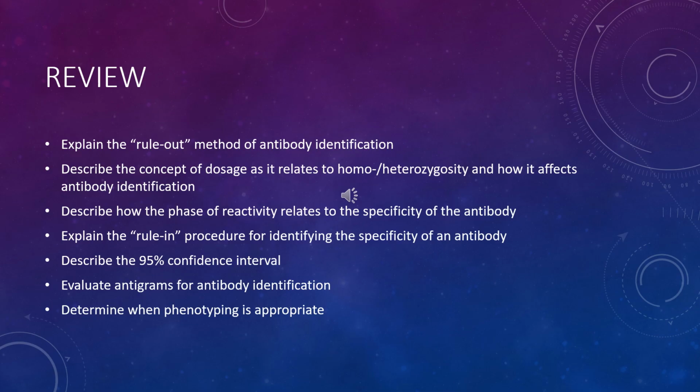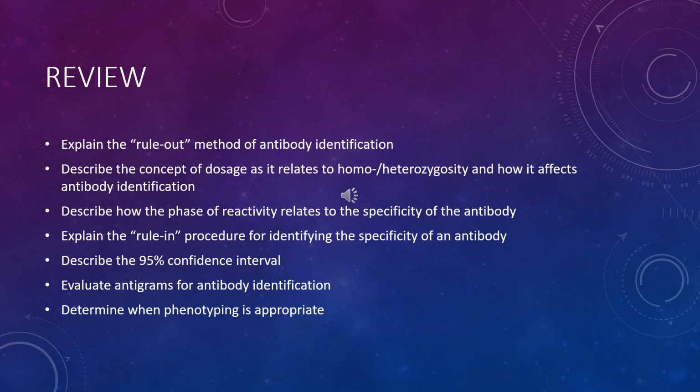How does phase of reactivity relate to the specificity of an antibody? Antibodies of certain blood groups and certain molecular configurations react best at certain phases. So, for example, IgM antibodies like anti-M or anti-N react best at room temperature or immediate spin phase, while IgG antibodies, such as the Duffys and the Kidds and the Kells, tend to react best at AHG phase. Remember that most of them can't even cause a lattice formation without AHG anyway.